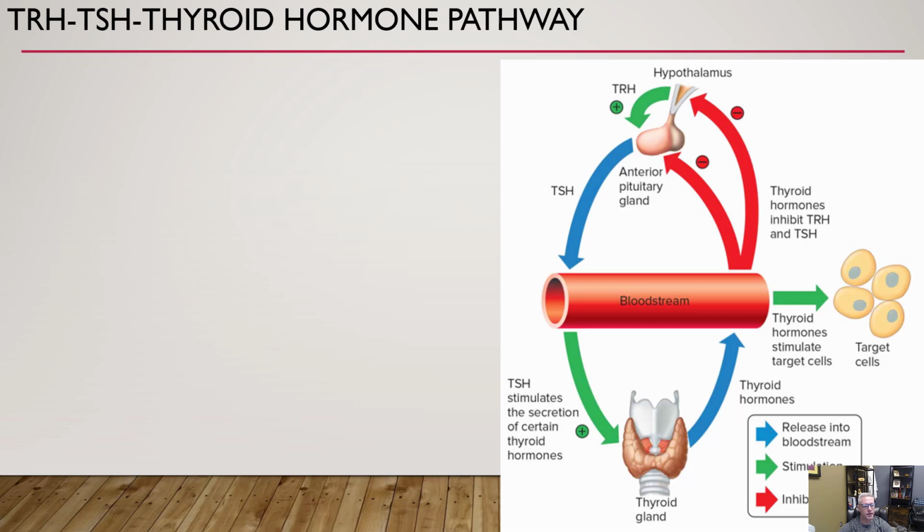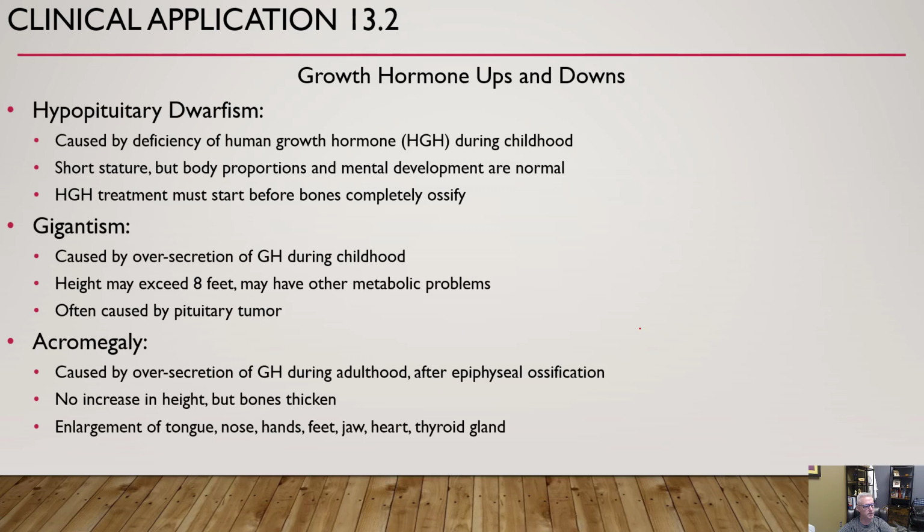All right, so here we can see, the hypothalamus releases TRH and stimulates the anterior pituitary gland to secrete TSH into the bloodstream. TSH stimulates the secretion of certain thyroid hormones by the thyroid gland. The thyroid hormones stimulate target cells, and the thyroid hormones inhibit TRH from the hypothalamus and TSH from the anterior pituitary gland.